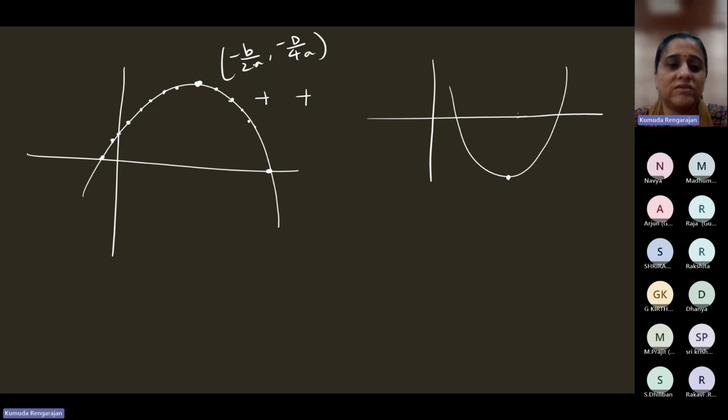Now the coordinates are given by minus b by 2a, comma, minus D by 4a. Denominators 2a, 4a. Numerators b and D. Remember, b is not a capital B, and D is the discriminant here. Minus b by 2a, minus D by 4a are the coordinates of the vertex of the parabola.